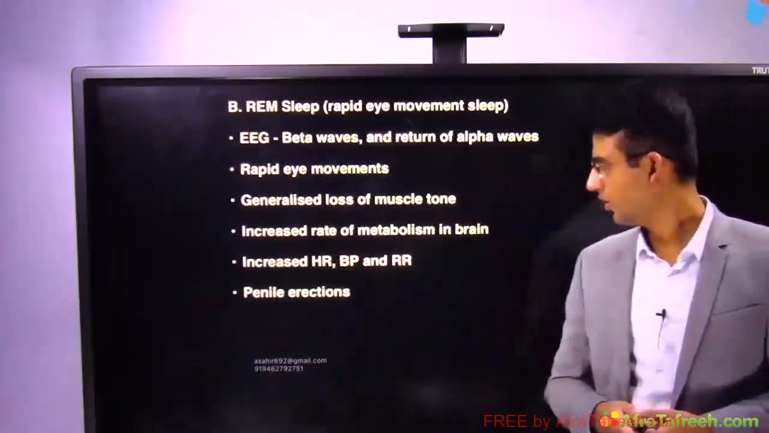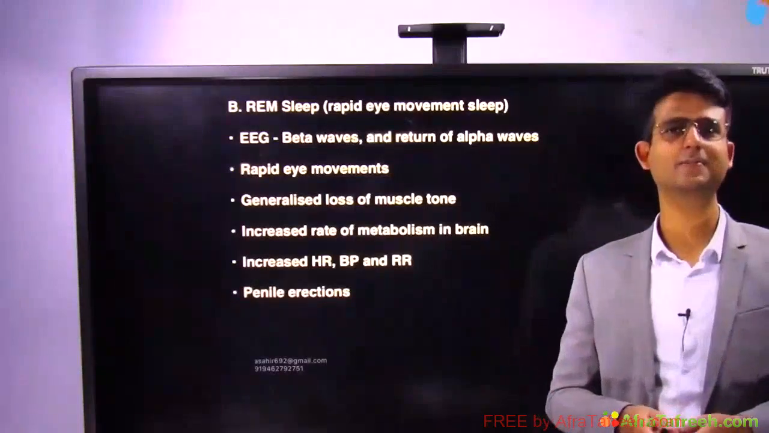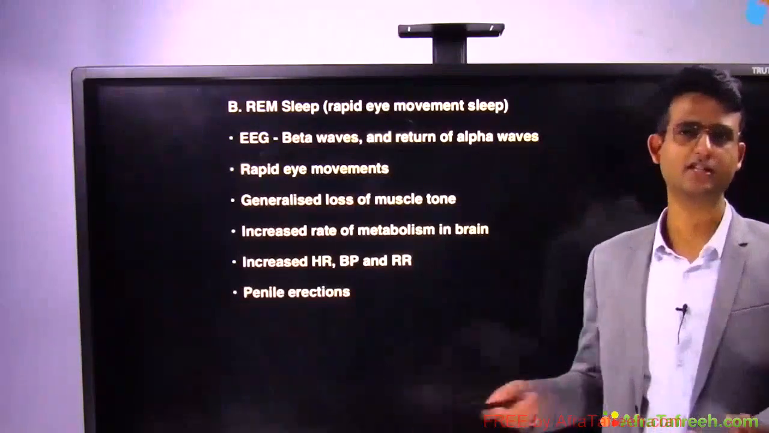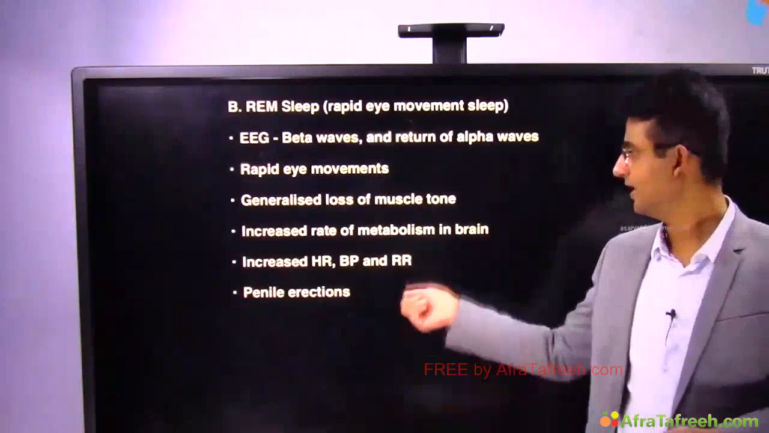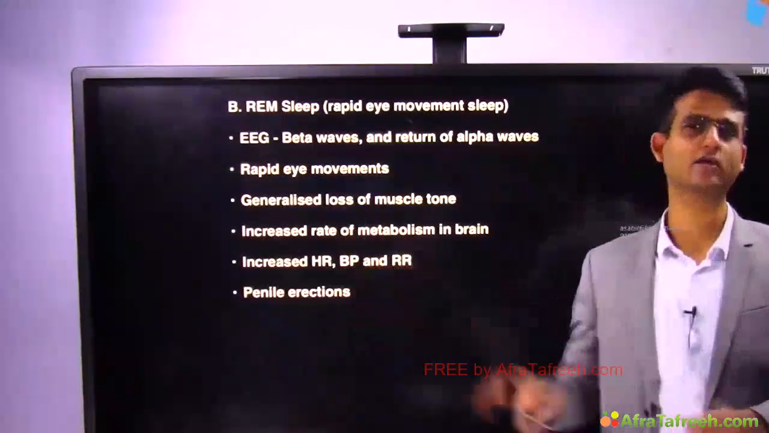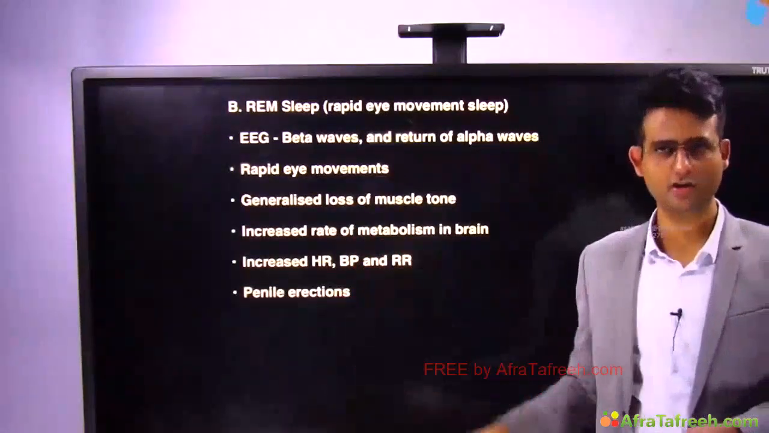Now, it is also associated with spontaneous penile erections. In REM sleep, there are spontaneous penile erections, and we use this fact to differentiate the psychogenic ED from the organic ED. We'll talk about that later.